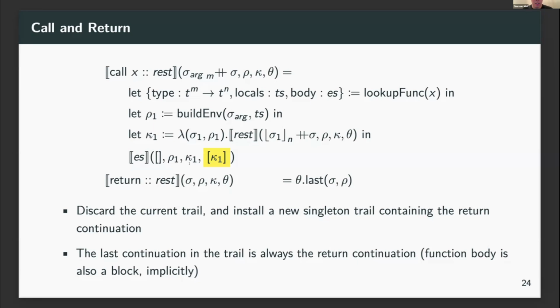But we are also using a different trail. We're using a singleton trail that only contains this kappa 1. This is because those continuations on the trail are really just local to a function. So when we're going into a new function, we can discard the current trail continuations, right? And then the semantics for return is really simple because we always know that the last continuation on the trail is the one to return to. Then we can just access theta last and invoke it to return, which comes back to the rest of the instructions after the call. Okay.